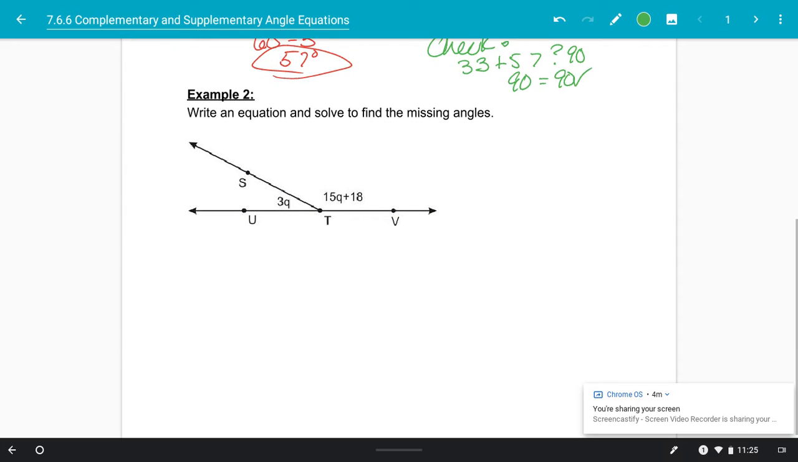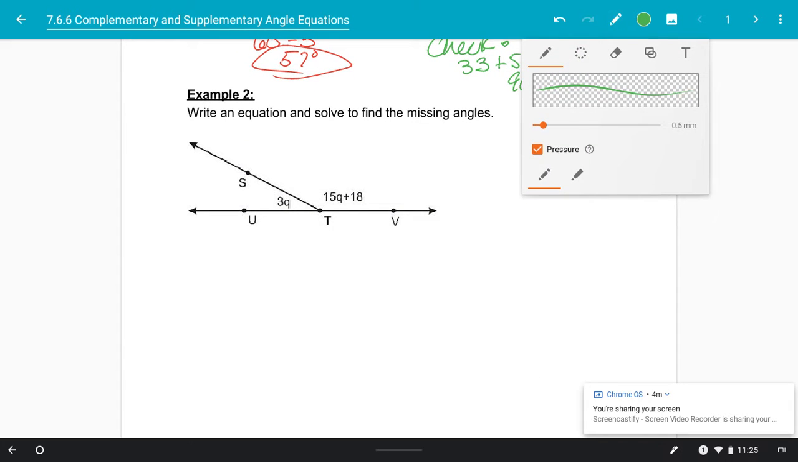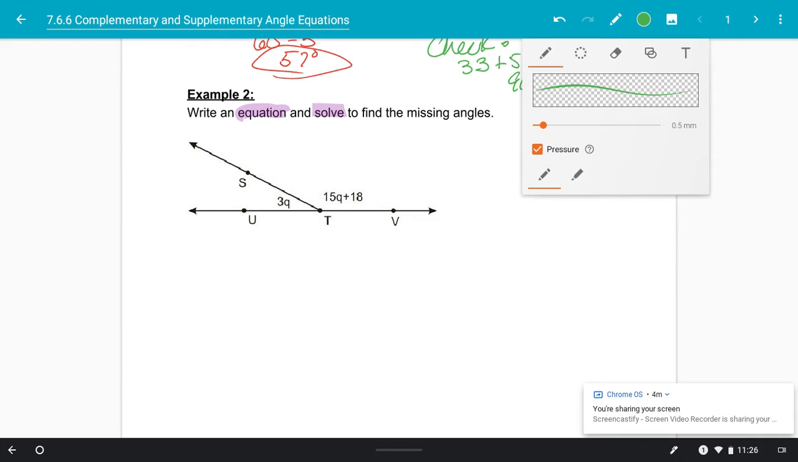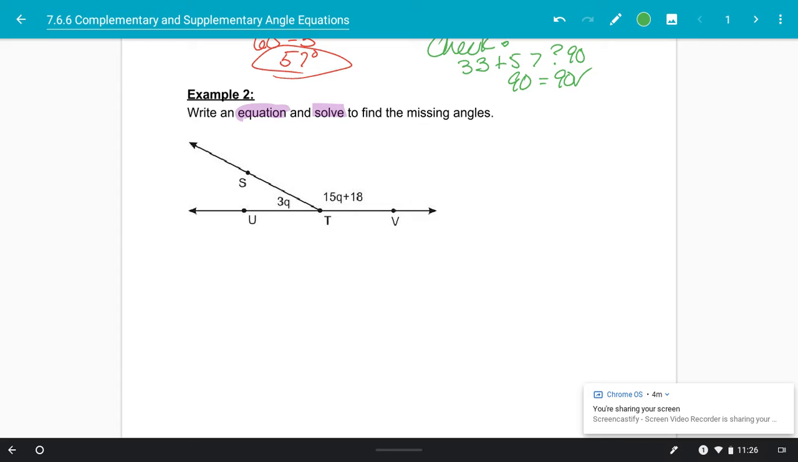All right, for our next example here, we are asked once again to write an equation and to solve to find the missing angle. So we're doing the same idea here. Now this one's different because of the fact that we're given a straight line. So we know that these angle measurements are supplementary, and that means they add up to 180. Excellent. So we're going to do 3q plus 15q plus 18 equals 180.